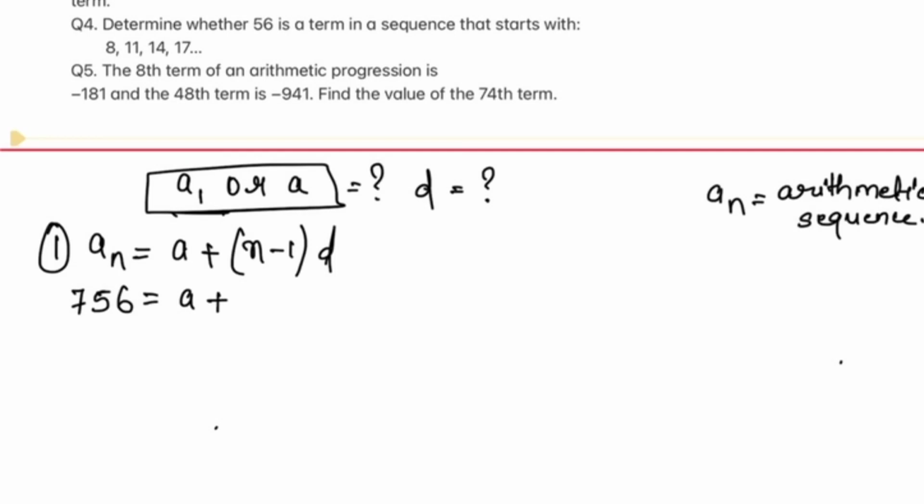n is the term. It's written that the 41st term of the arithmetic sequence is 756, so 41 is the term, minus 1, and d, the common difference. We don't know it, it's not given in the question, so it will be d only. Next, we'll just solve it further. So 756 equals a plus 40d. Okay, this is our first equation.